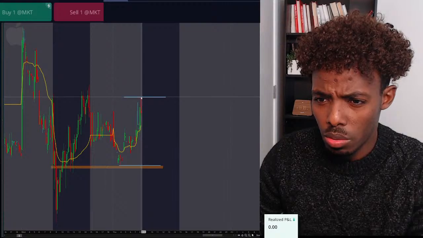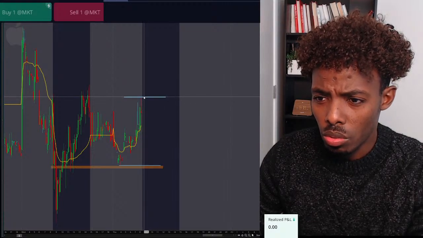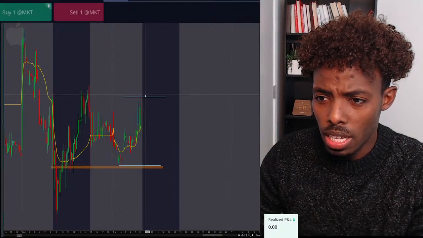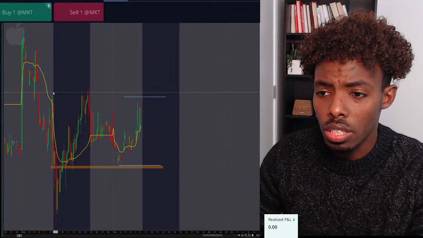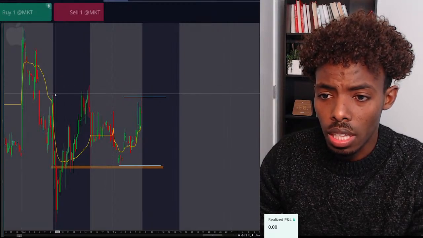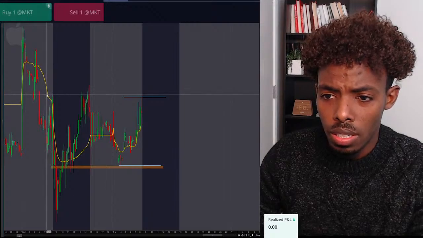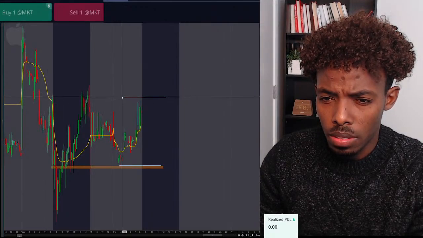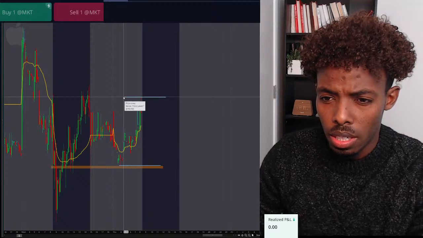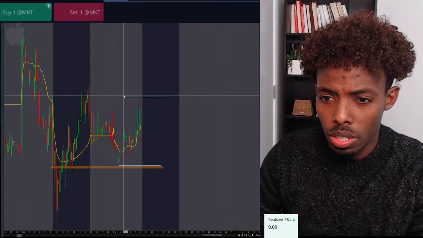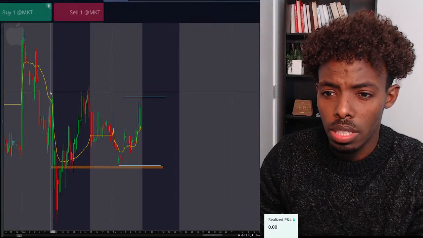So we do have a nice wick here of rejection. This right here can go as high as right here. There is a wick right here. Look at that. This thing can definitely go as high as right here. There's this one here, the body close right here, and there's also this here. Let me just use that.